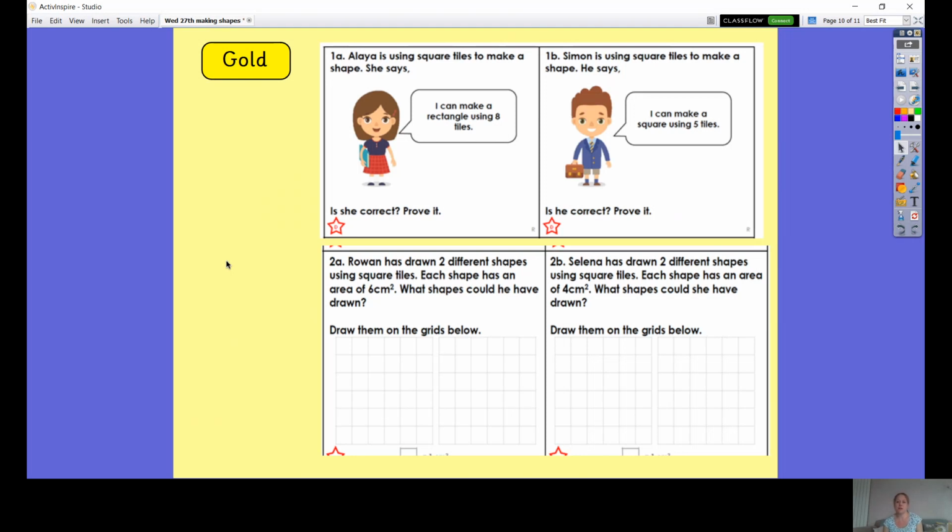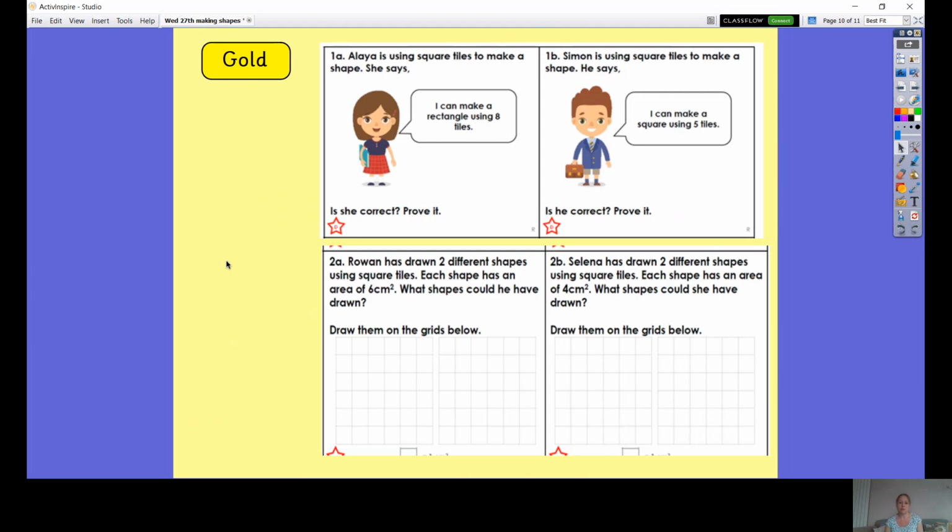Then Simon has said something else. Simon is using square tiles to make a shape. He says, I can make a square using 5 tiles. Is he correct? Prove it. So if you think he's correct, draw it. And if you think he's not correct, explain why he's not correct.